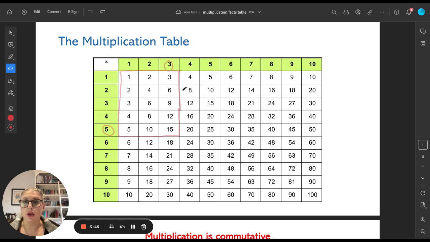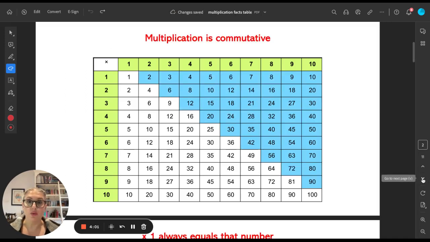But now my array or my grid has been rotated 90 degrees. So it doesn't make a difference. I still get 15, whether I multiply 5 by 3 or whether I multiply 3 by 5. This means that in our array, we can now remove half of those facts. So 1 times 2 is the same as 2 times 1. So anything in the blue is just a repeat of what we've just done.